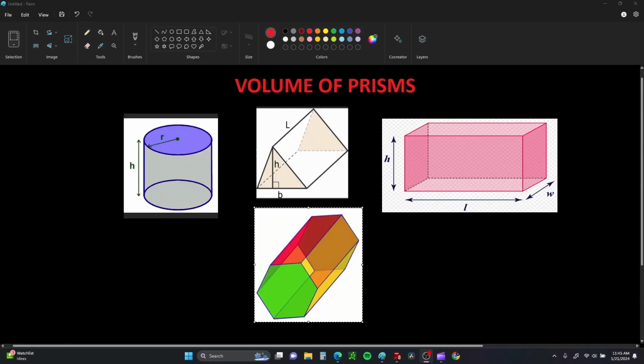So you can find the volume of any 3D shape where the front and rear face of the shape are identical. And this is the definition for our prisms. So here, the front and rear face are triangles. Here, the front and rear face are hexagons. Here, they're both circles. And here, the front and rear faces are rectangles. A cube, the front and rear face will be a square.